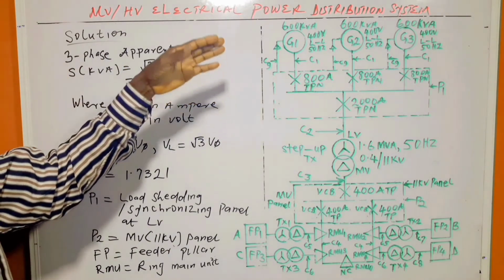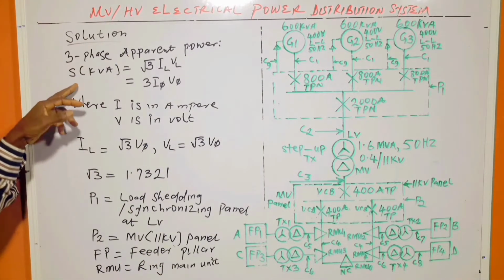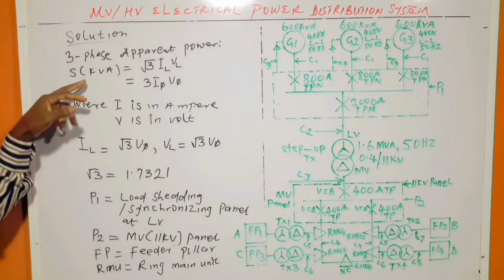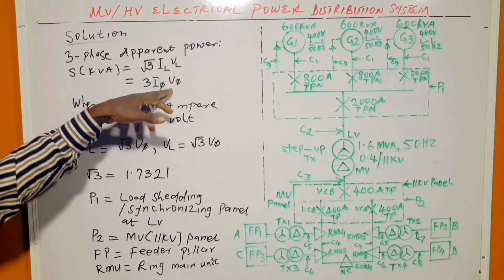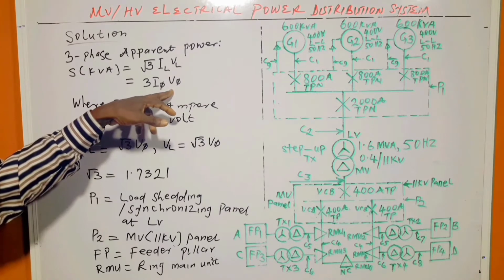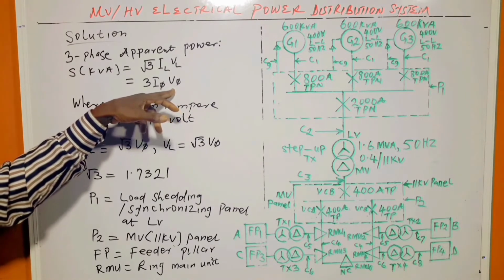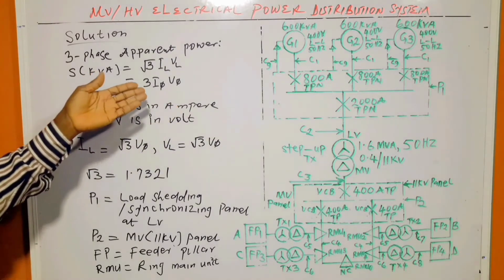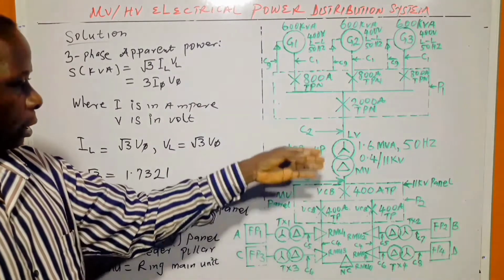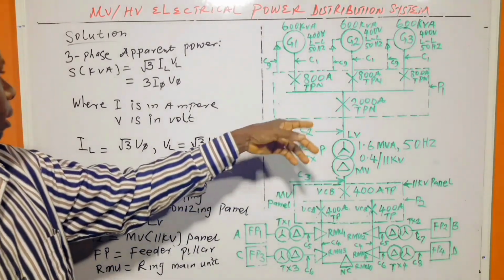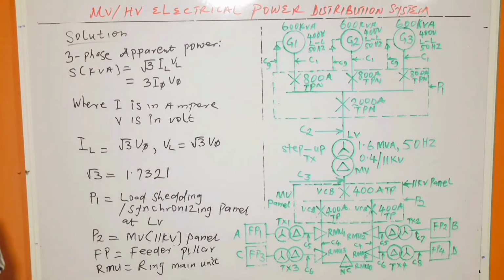Whether we want to calculate the current or voltage. So for instance, the load requirement is 1.3 MVA. If we put 1.3 MVA here, we can easily calculate the current, since the phase voltage is given as 230.9 volts. So we can calculate the phase current, which is used in sizing, in knowing the load current.